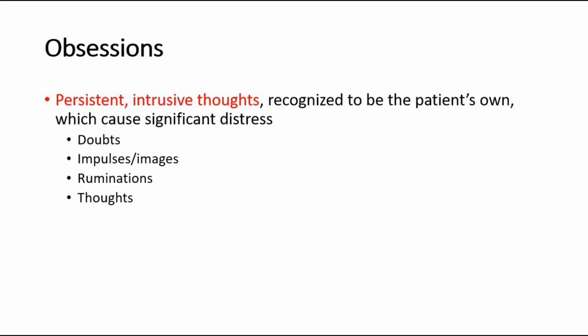Ruminations are repetitive worrying thoughts. For example, they are worrying about the end of the world, which is a more complex thought. Whereas the fourth one, thoughts, are repetitive and intrusive words or phrases in their mind.